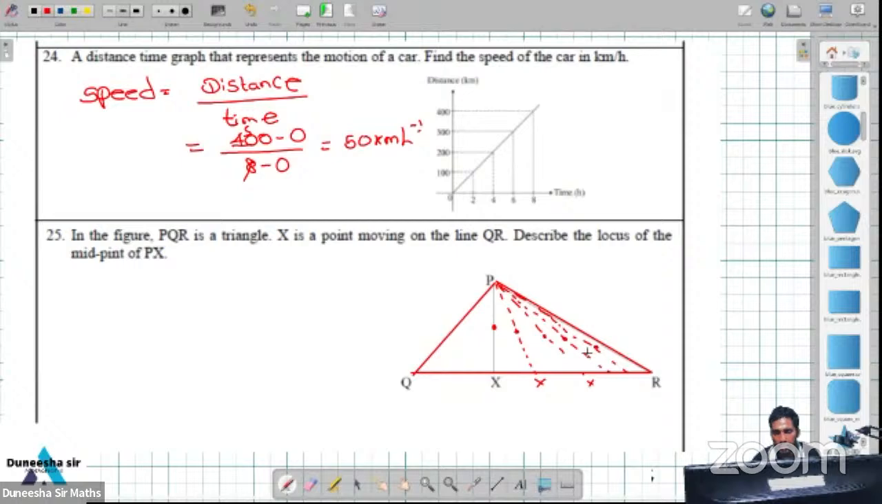If it's moving downwards, what is it? Moving here. What is the midpoint of this? This is the, okay.